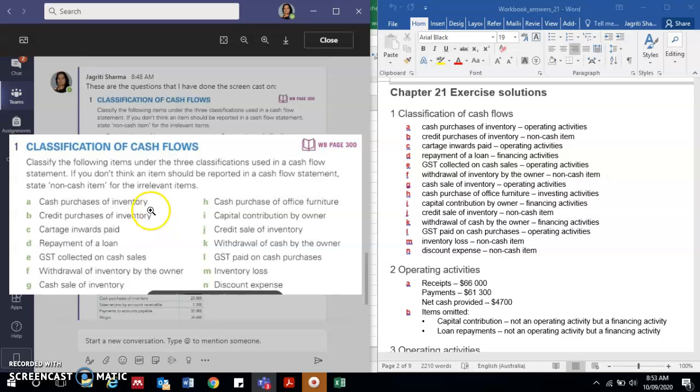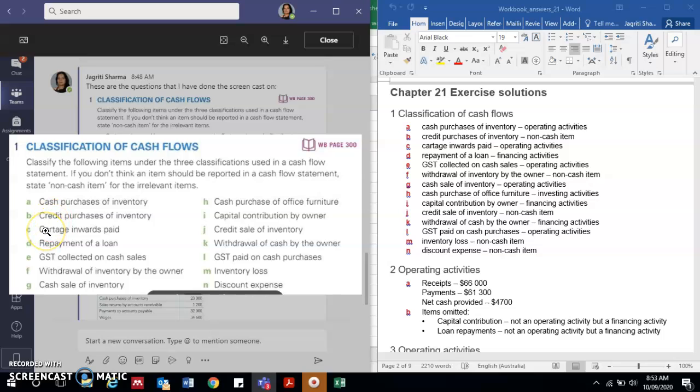Okay, now the first transaction here is cash purchases of inventory. When it says cash purchases of inventory, it is my operating activity. It is going to be a part of my cash flow statement. Okay, credit purchases of inventory. So credit purchases of inventory is your non-cash item because you're not paying any cash at the moment. Okay, so it is your credit purchase, not a part of your cash flow statement.